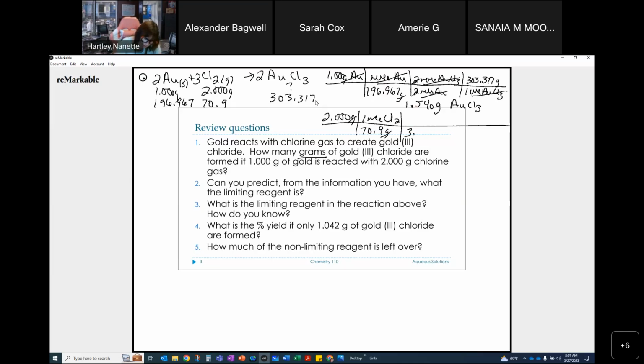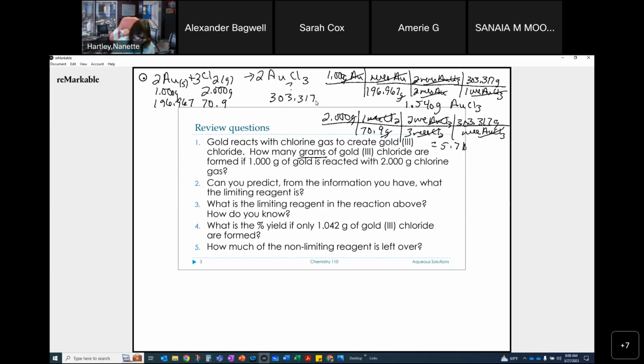I know that 3 moles of Cl2 are required to make 2 moles of AuCl3. And I'm still going to multiply by the mass of the AuCl3, 303.317 grams per mole of AuCl3. Moles have canceled, grams have canceled. That leaves me with an answer in grams of AuCl3. So 2.000 divided by the 70.9 times 2 divided by 3 times 303.37. And there I get 5.71.